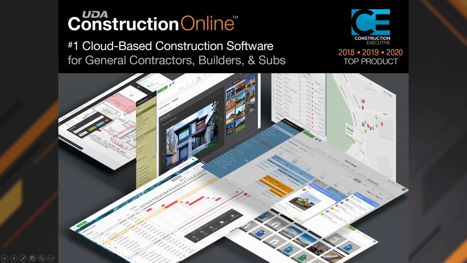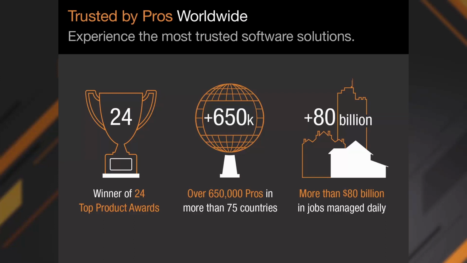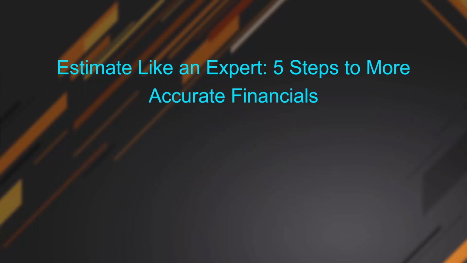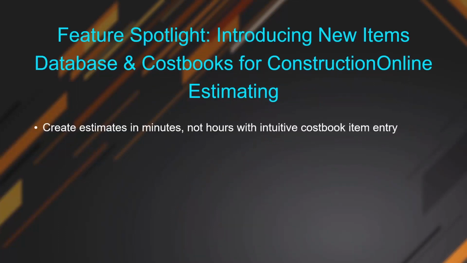Now, if you're new to UDA Technologies or Construction Online, Construction Online is our award-winning web-based project management and estimating platform trusted by over 650,000 construction professionals in over 75 countries all over the world. Construction Online helps you manage more than $80 billion in projects every single day. And of course, one of the things that people really love about Construction Online is the estimating and financial management platform. So we're really excited to talk today about the brand new items database and cost books that we have introduced in Construction Online Financials.